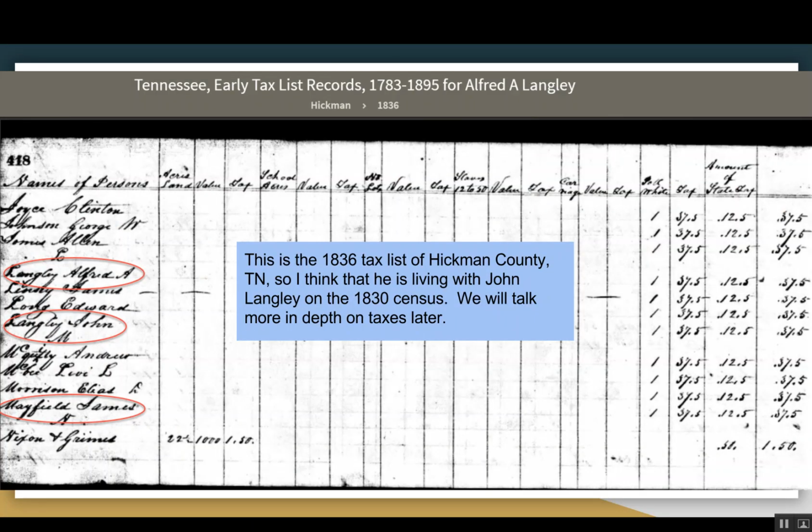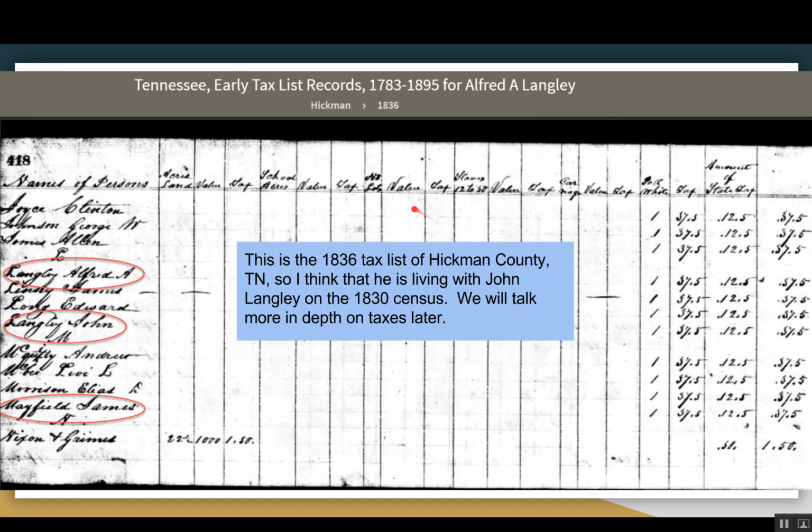All right, so one other thing that I found that kind of helps prove this hypothesis that I've come up with is that just on Ancestry, they had this 1836 tax list of Hickman County. And we're going to be having later in the week a discussion on tax records and how valuable those are in finding these early ancestors.